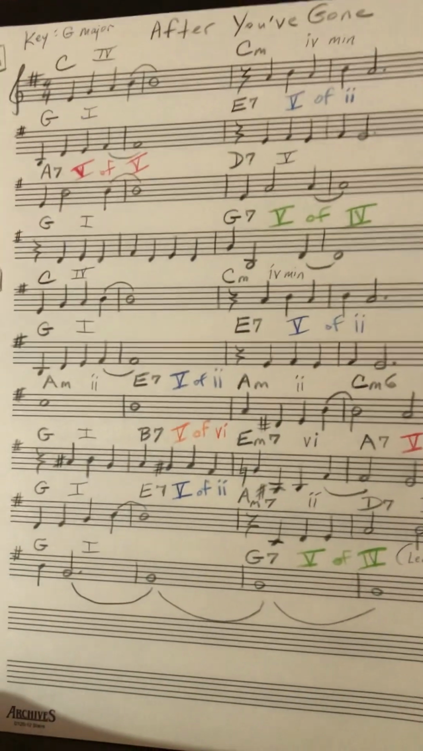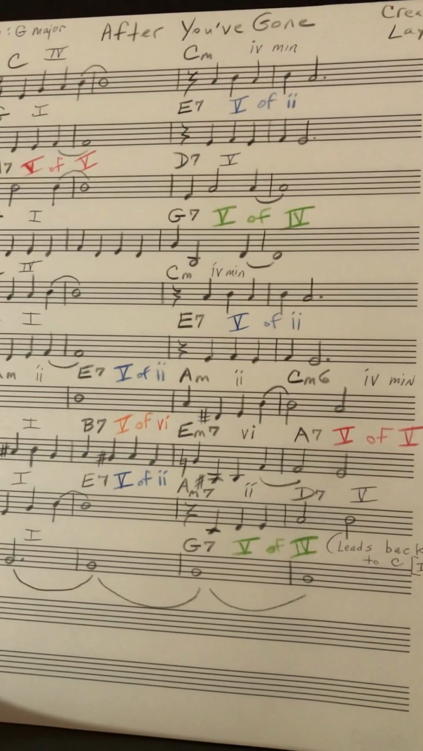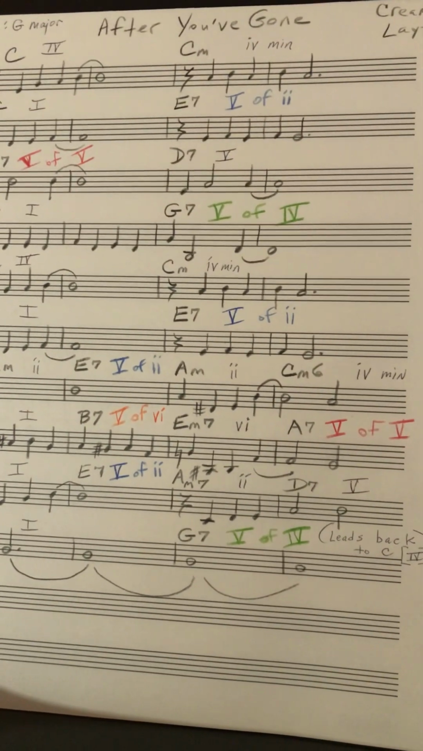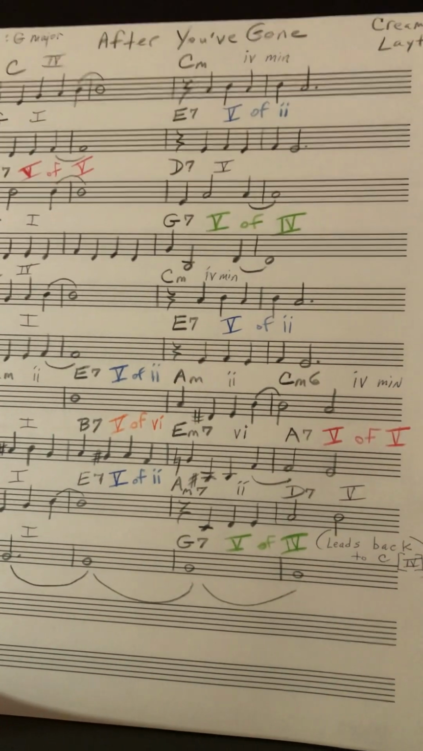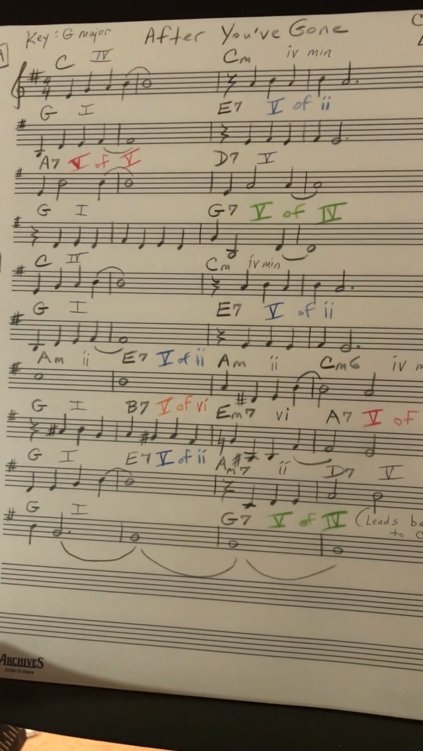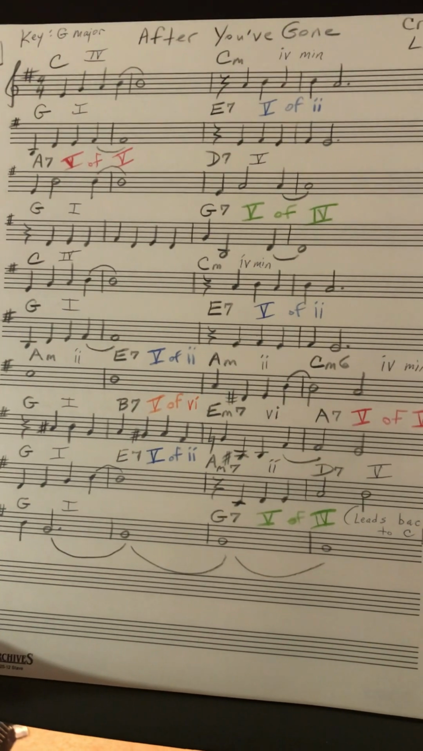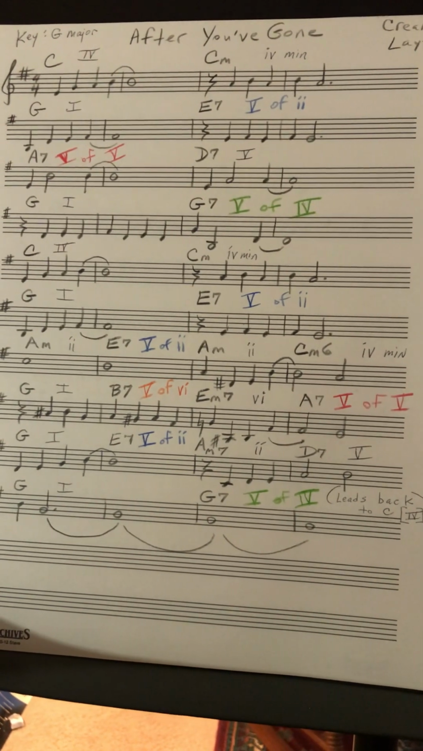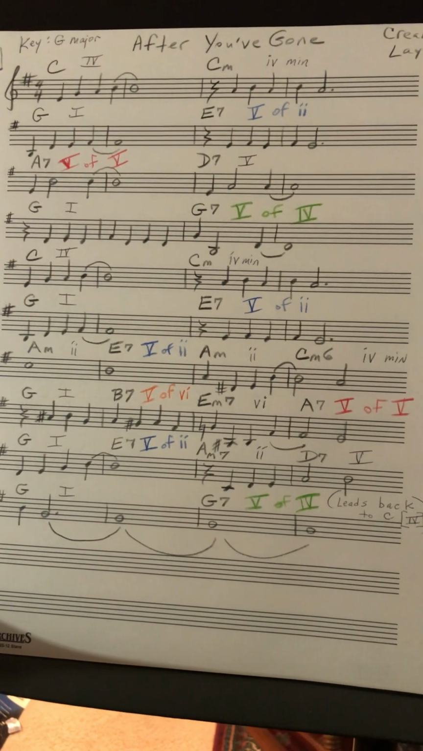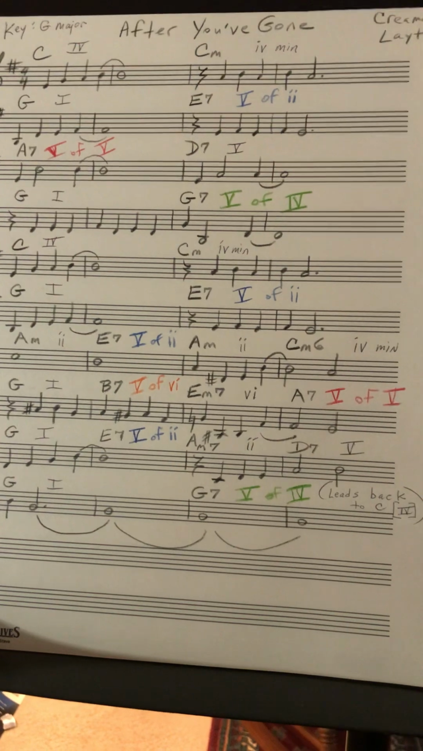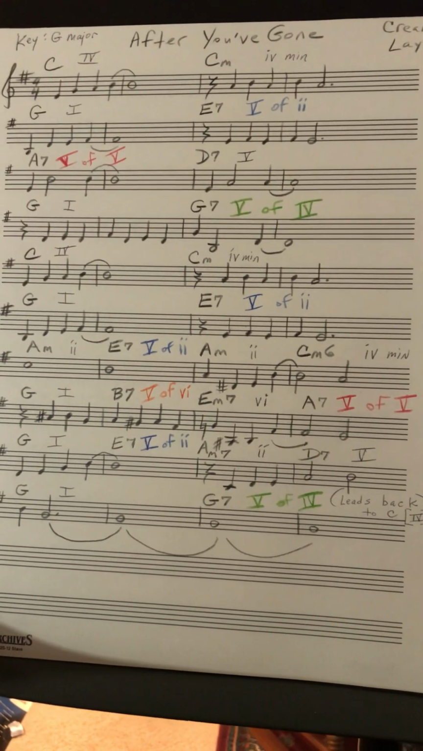Where were we? Third line from the bottom, E minor 7 is simply the 6th chord in key of G. A7 again is the 5 of 5. And then it just continues on out. G is the 1 chord, E7 is still the 5 of 2. A minor 7 is the straight 2 chord, D7 is the 5. Bottom line, we have G is the 1 for 2 measures. Then it goes to G7, which is the 5 of 4.